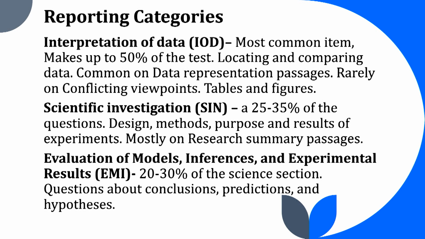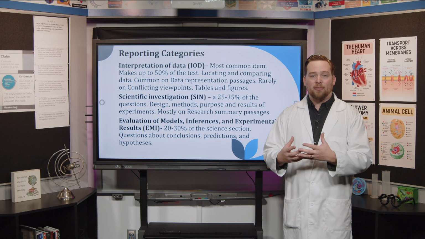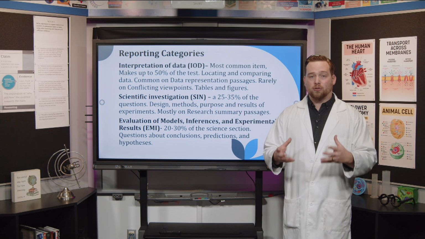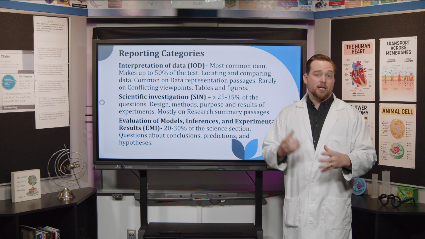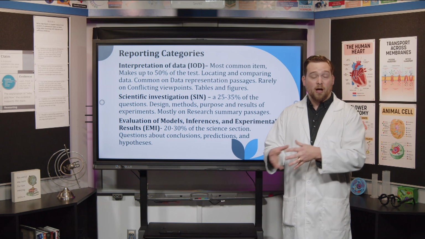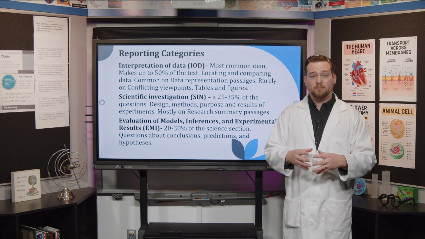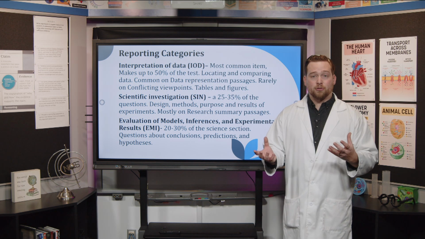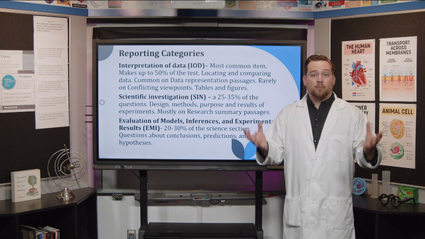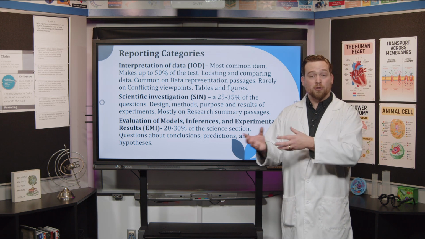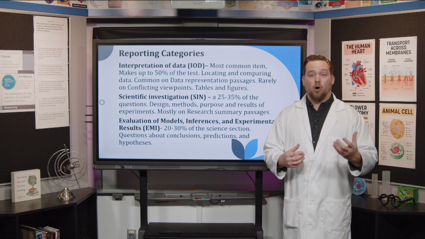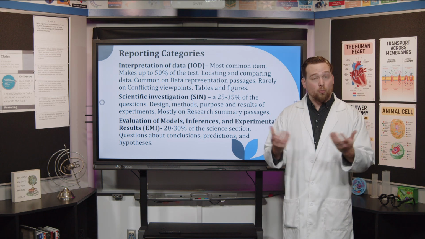Okay, the next type of reporting category, the scientific investigation, this makes up anywhere from 25 to 35% of the questions. This is going to ask questions about the design, methods, and purpose of the results of the experiments. And these are most common on research summaries. So again, this can make up about a quarter to about a third of the ACT questions. These are very, very common on the research summaries because what the research summary passages do is they summarize some sort of research or experiments that was done in the scientific community, and then you're going to be asked questions on how that experiment was done or what the results were.